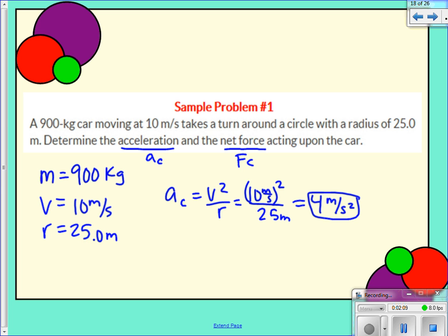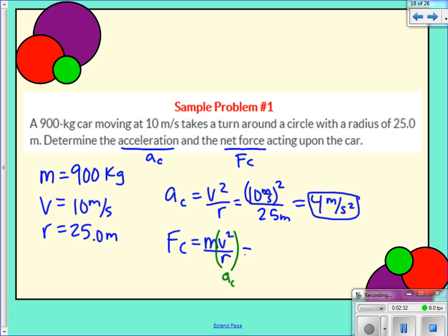Now for the second part, it's asking for the centripetal force. You could do this one of 2 ways. You could either recall from the previous video and say, all right, centripetal force I know is mass times velocity squared over r, and plug in your information. Or you can identify and say, hey, isn't velocity squared over r just the same thing as centripetal acceleration that we found in the previous problem?